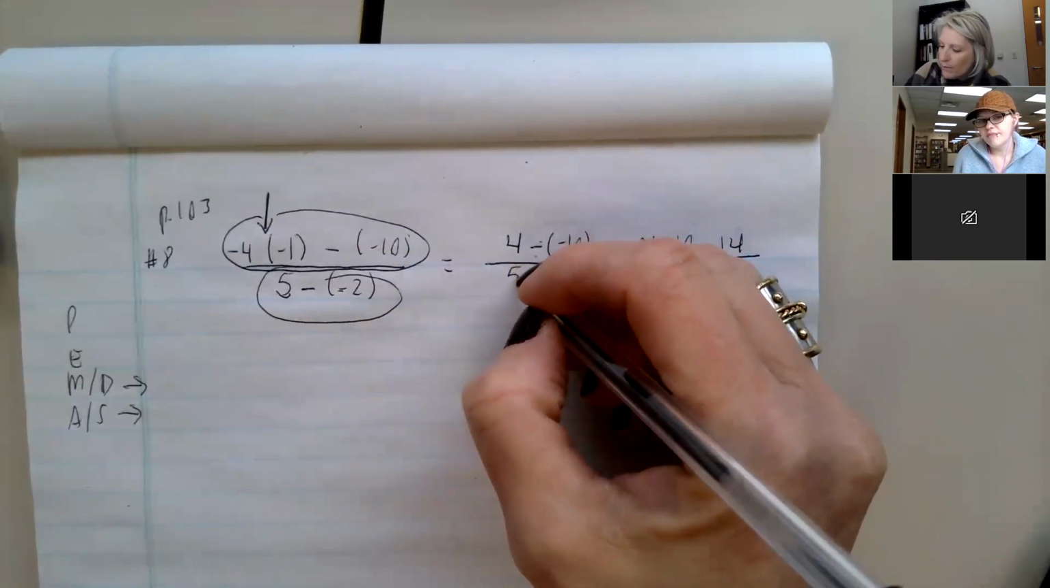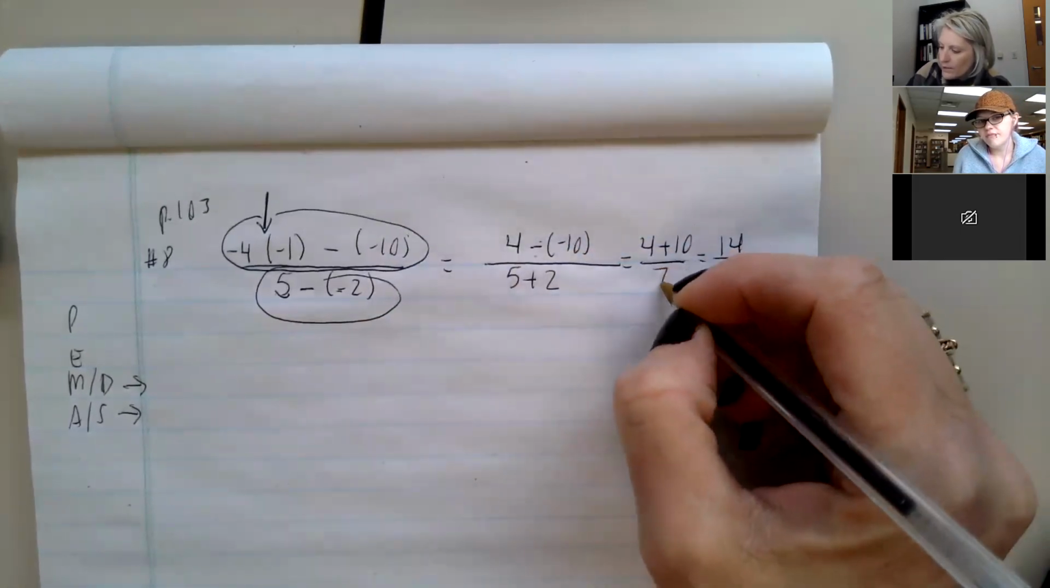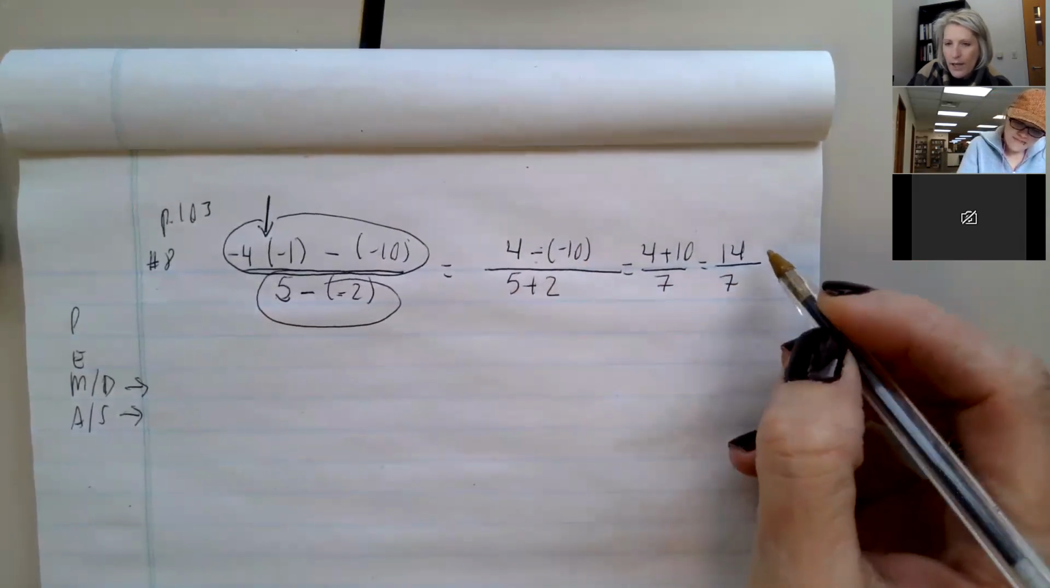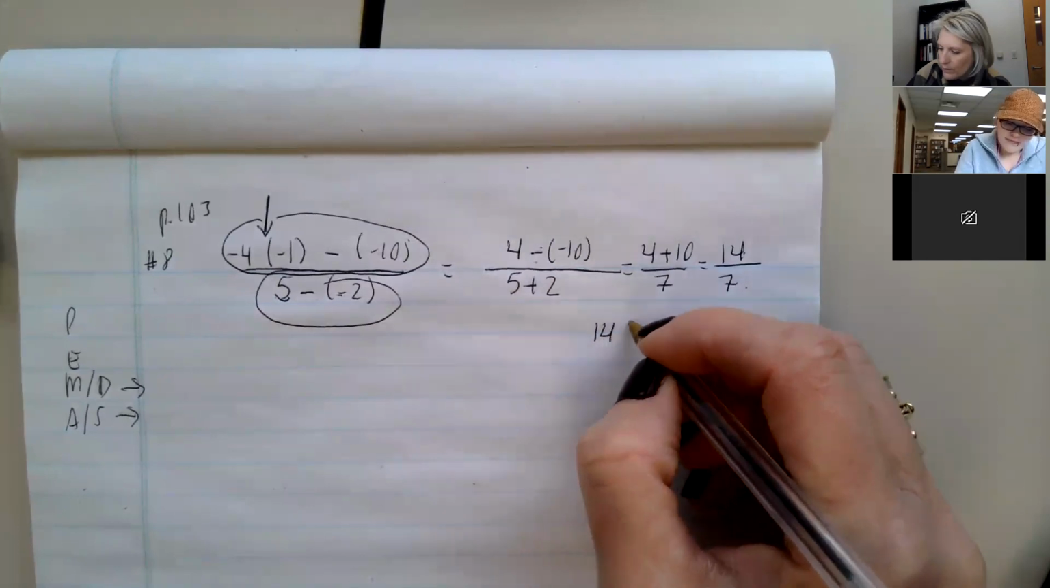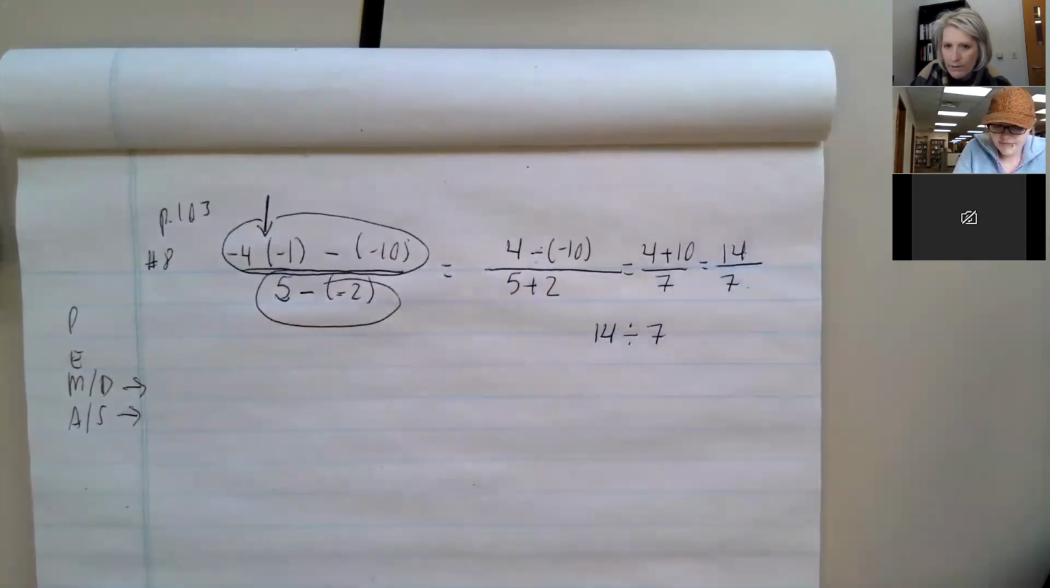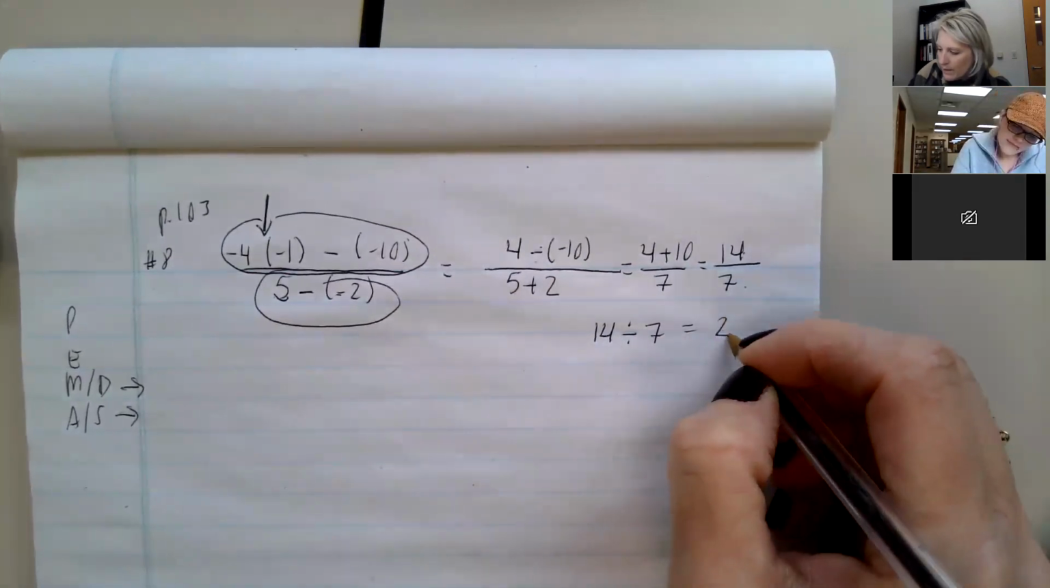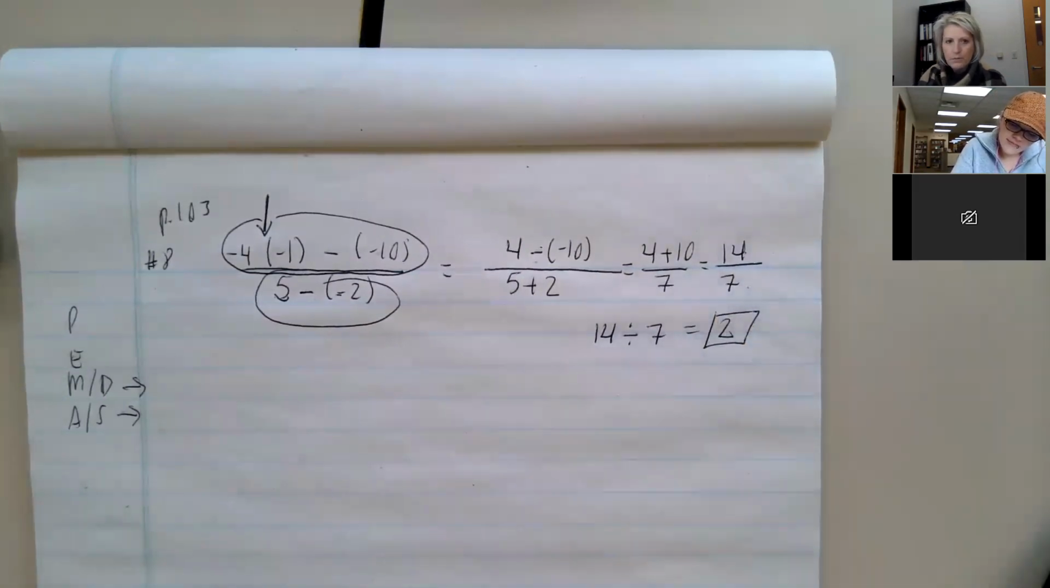So this is like 5 plus 2, which is 7. So now we have 14 divided by 7. So this is how we're saying it to ourselves. 14 divided by 7 is 2. Everybody good with that? Danielle, give me a thumbs up.